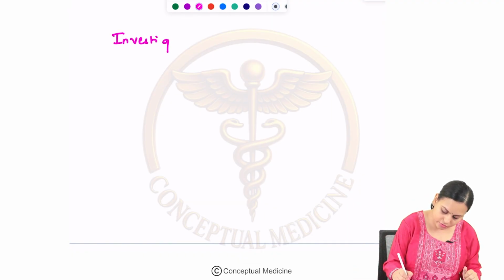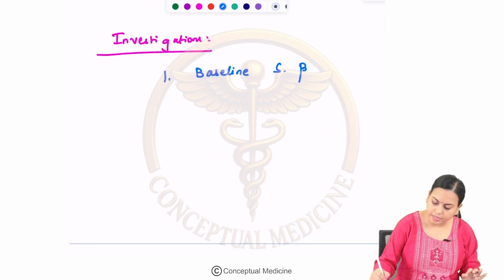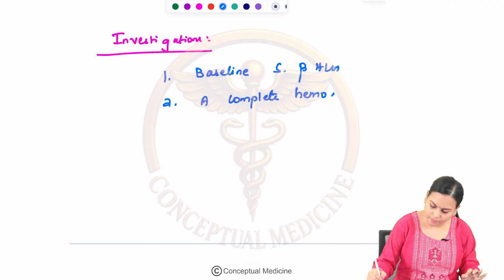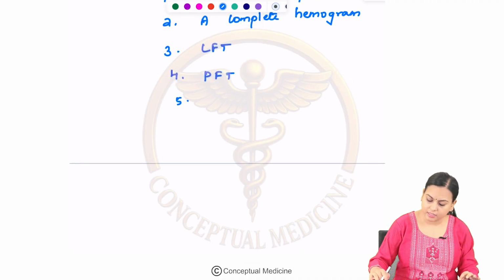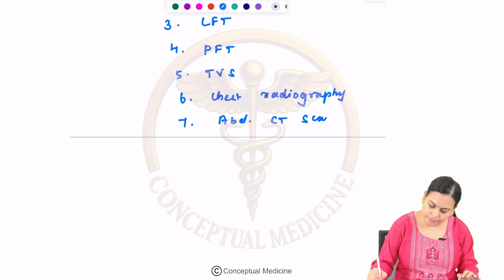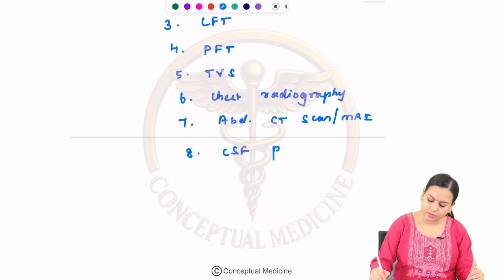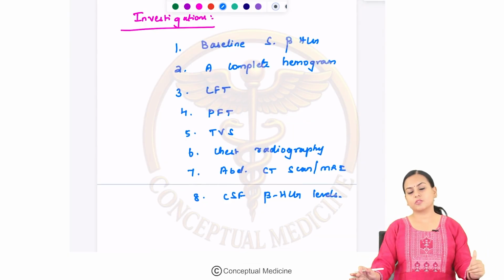The investigations you will offer will include a baseline serum β-hCG, then a complete hemogram, and then to identify metastasis, we will also be doing a liver function test, pulmonary function test, a transvaginal ultrasonogram, chest radiography, abdominal CT scan or MRI, and you should also check the CSF β-hCG levels to identify whether the tumor has metastasized to the brain. So this is the basic set of investigations you will offer the woman.